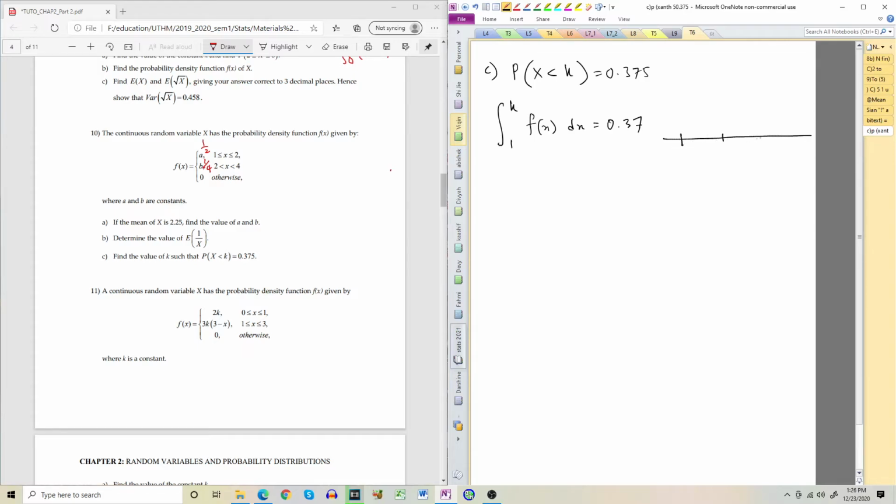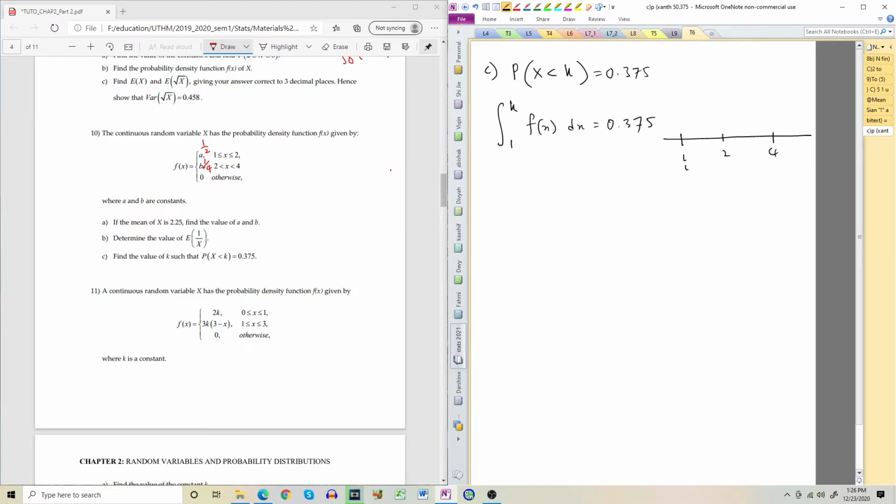The explanation goes like this. First of all, there are two intervals, 1 to 2 and 2 to 4. K can be here, or k can be here. We don't know where k is now. But the total probability until k is 0.375.